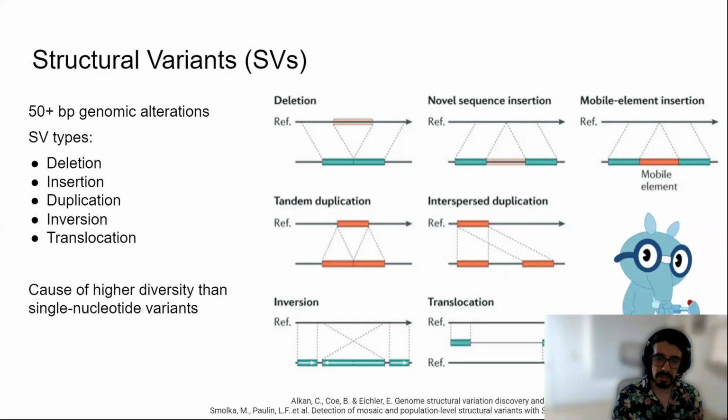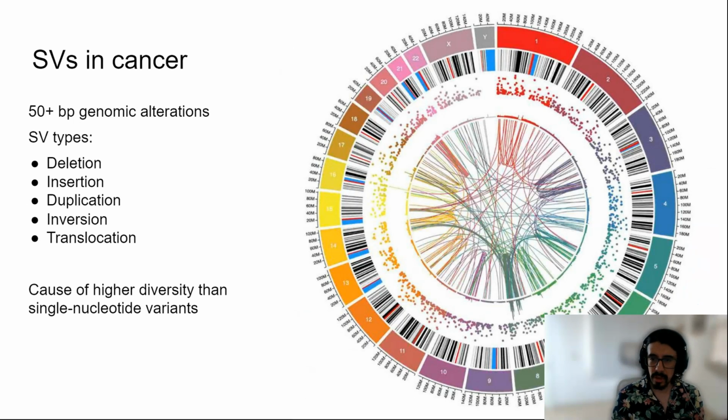huge role in cancer. Here's an example of a breast cancer cell in which what you see here are all the connections that occur between translocations, when you jump from one chromosome to another, or inversions, when you have jumps from the same chromosome to itself, but the piece of DNA is flipped. And as you can see here, we have so many of these types of events that if you only study single nucleotide variants, then you will miss all of these events which are important.